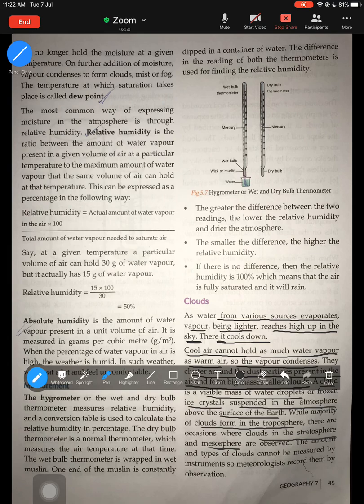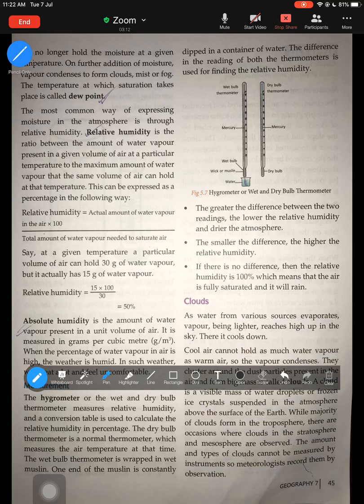The amount and type of clouds cannot be measured by any instrument, so meteorologists record them by observation. So there's no particular instrument to measure clouds, but the meteorologists who record weather record clouds by just observing the expanse of clouds in the sky. They just observe the clouds, and that is how they interpret the cloud cover for the day. Now, moving to the next.